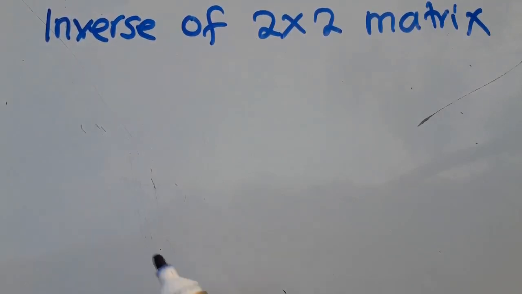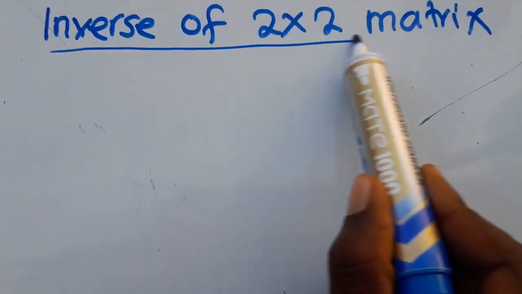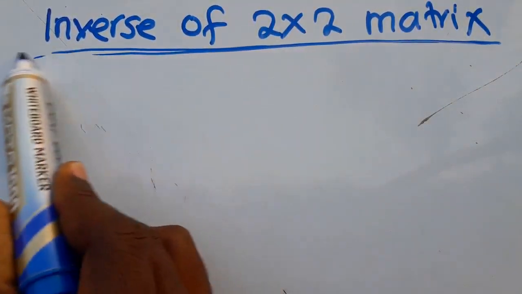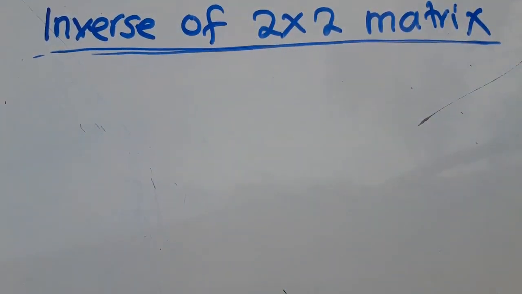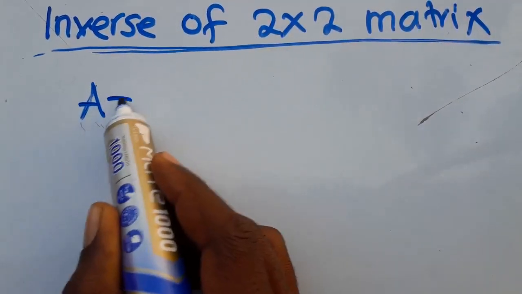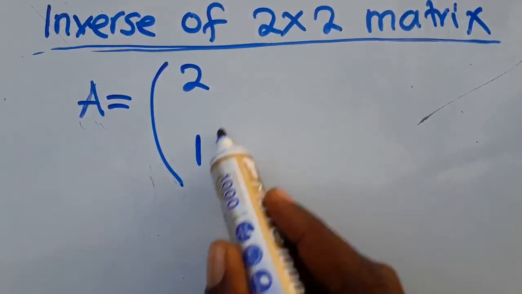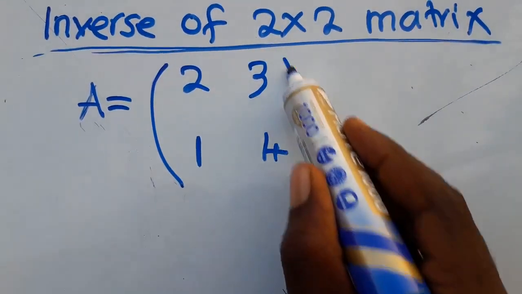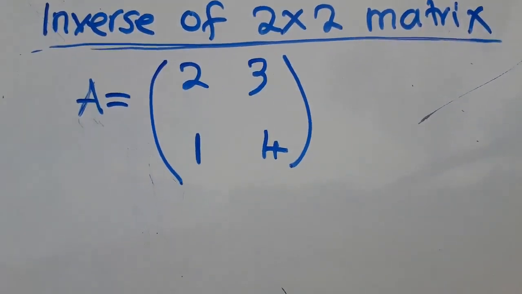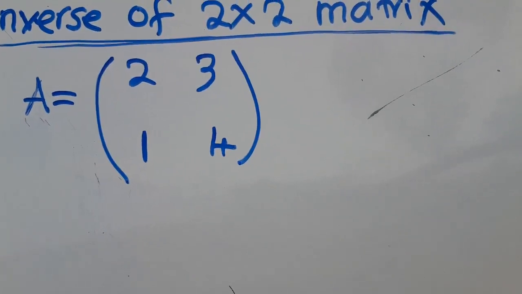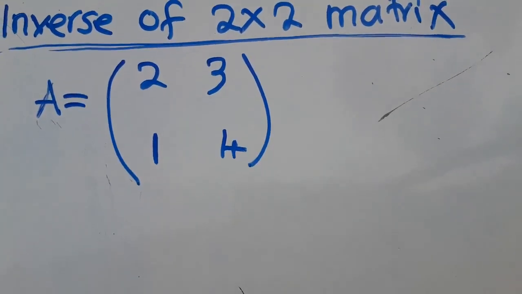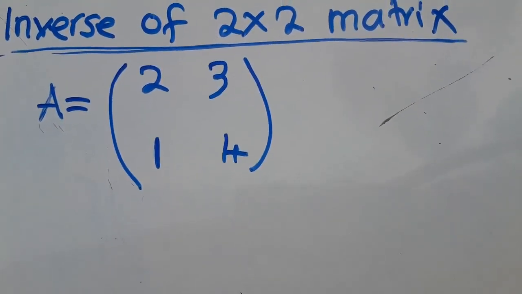Today we start looking at the inverse of a 2 by 2 matrix. So let's talk about the inverse of a 2 by 2 matrix. How do you get to find the inverse of a 2 by 2 matrix? Let's say you are given this matrix 1, 2, 3, 4, and you are told to find the inverse of this matrix. How can you find the inverse of this matrix?